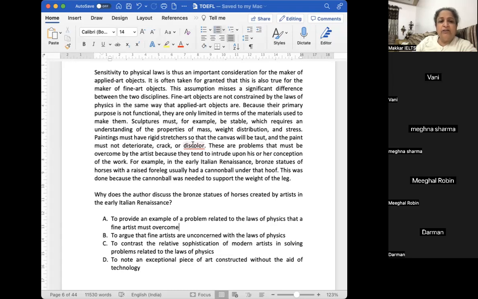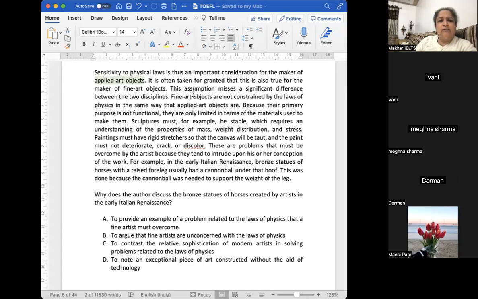तो यहाँ पे लिखा हुआ है कि जो fine artist है, fine art and applied art, did you get the difference in the meaning of the two? Applied art objects वो होती हैं जिनका कोई purpose भी होता है, utility होती है. Okay? Then the assumption misses a significant difference between the two disciplines. Fine art objects are not constrained by the laws of physics in the same way applied art objects are, because their primary purpose is not functional. Applied art का primary purpose is functional. Fine arts का primary purpose is not functional. They are only limited in terms of material.